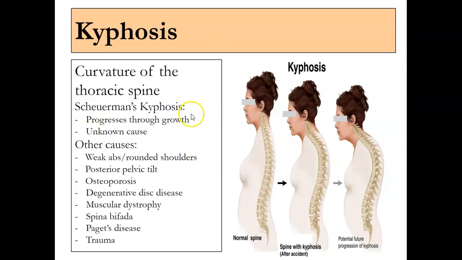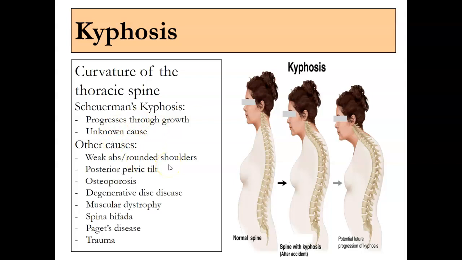Okay, so kyphosis, the curvature of the upper part of the back. They call it kyphotic. Somebody has very kyphotic posture. They're very hunched over. You see this a lot in older folks, in nursing homes, that sort of thing. Different causes of it. Scheuermann's kyphosis is one cause, or it progresses through growth. They don't really know what causes it, but it's kind of an inherited, genetic thing.